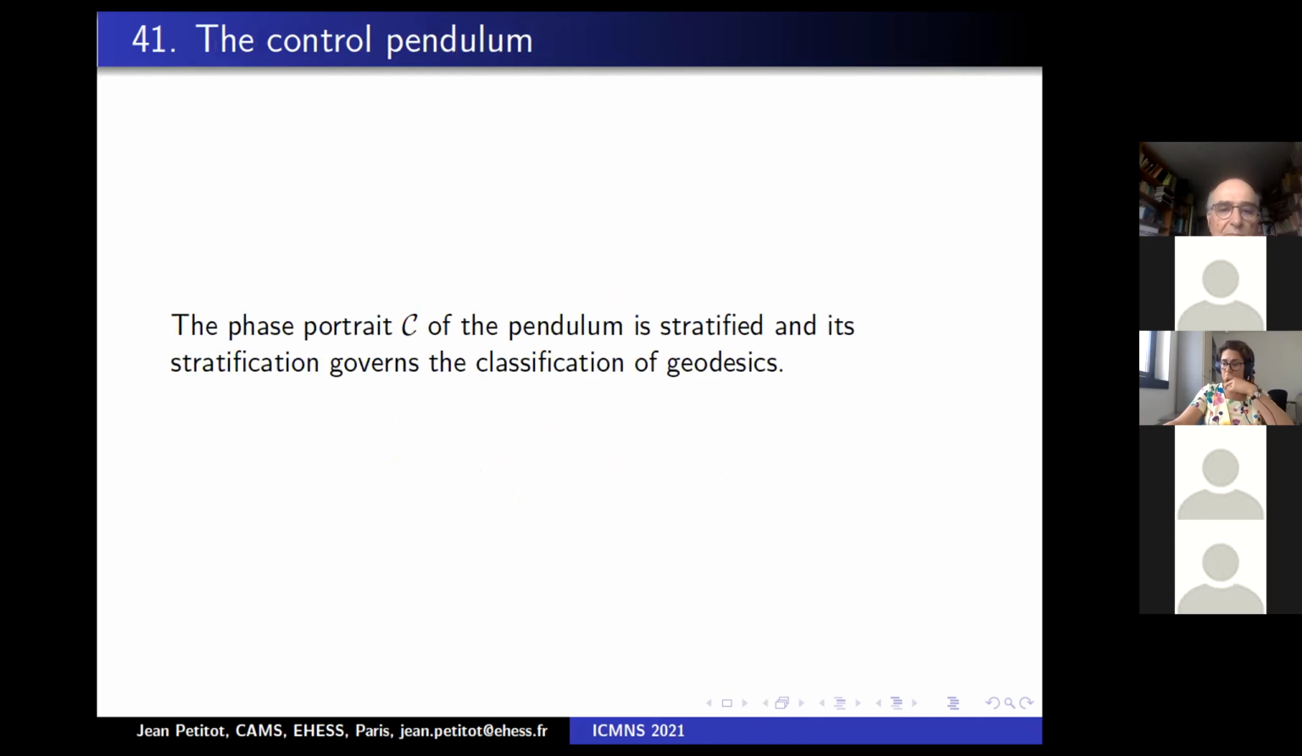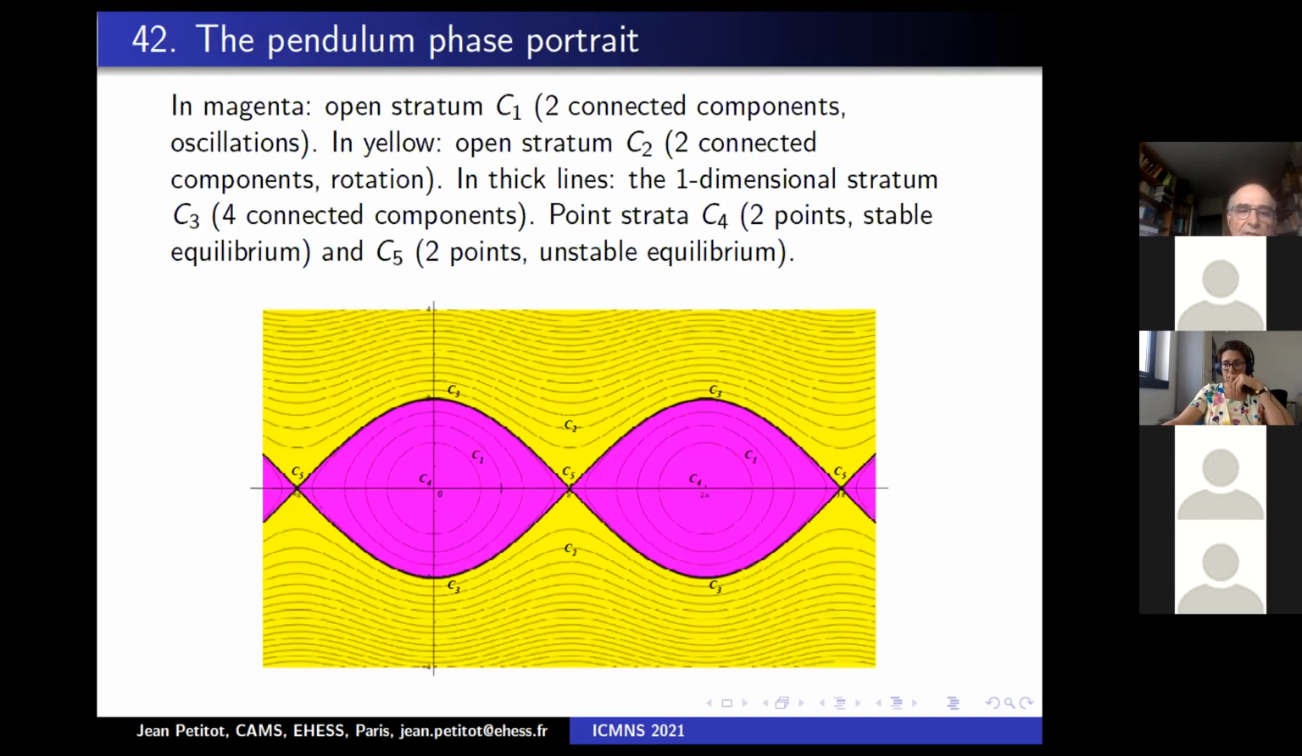The phase portrait of the pendulum is stratified, and its stratification governs the classification of geodesics. Here is a phase portrait. In magenta, you have the open strata of oscillating motions. In yellow, the rotating motions, and in thick lines, the stratum C3 between the strata C1 and C2, and also point strata, which correspond to the stable and unstable equilibrium.